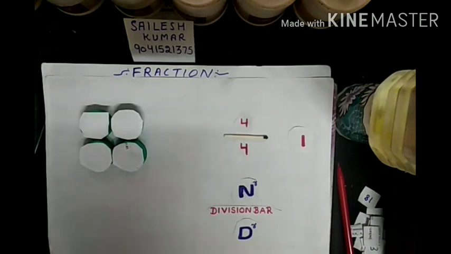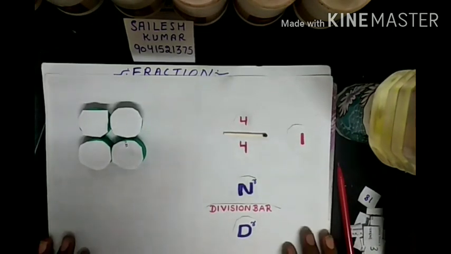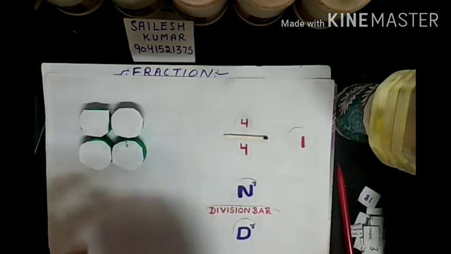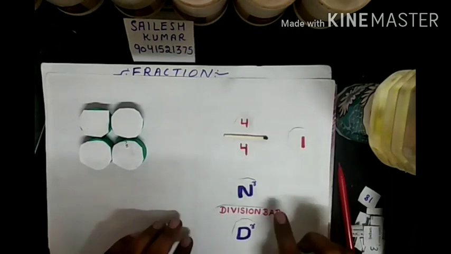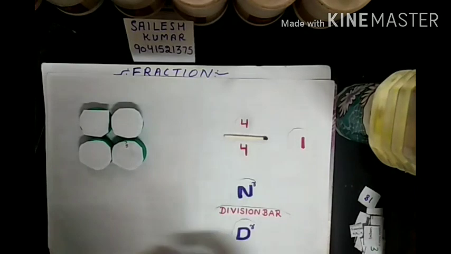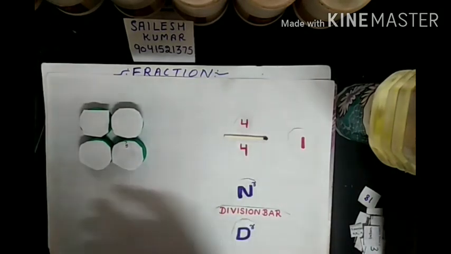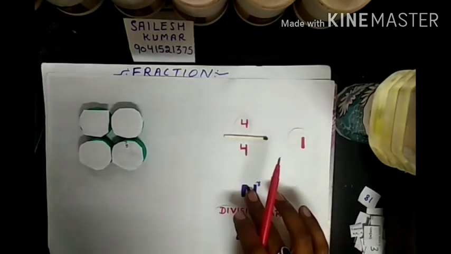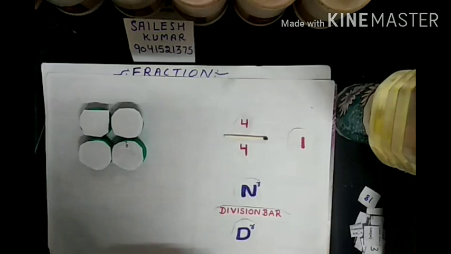Okay, so we can generalize our result with this type of activity, that this matchstick is a division bar, and the upper part is called the numerator and the lower part is called the denominator. Now the denominator shows the complete and the same parts of the figure, and the numerator is the part that is to be considered when we talk of fraction.